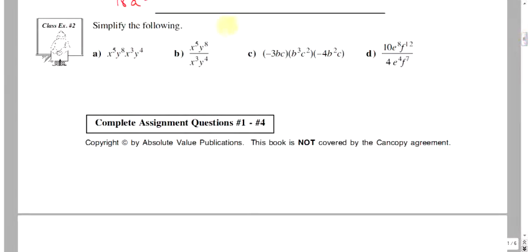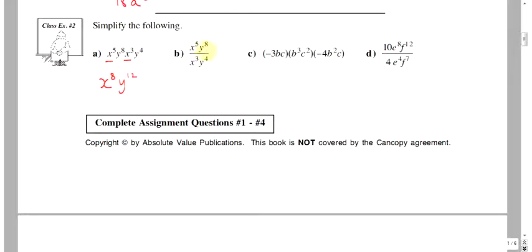I don't know which ones. Oh boy. Choices. Like terms. x to the 5th times x to the 3 is x to the 8. Same base, add. y. What's 8 plus 4? 12.